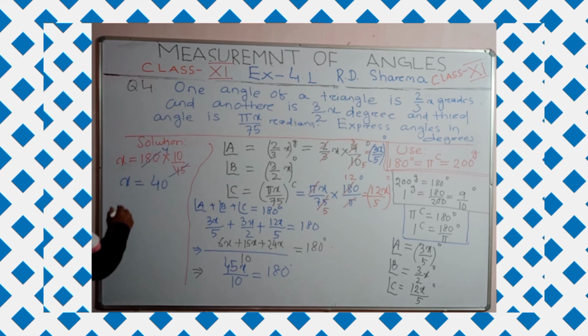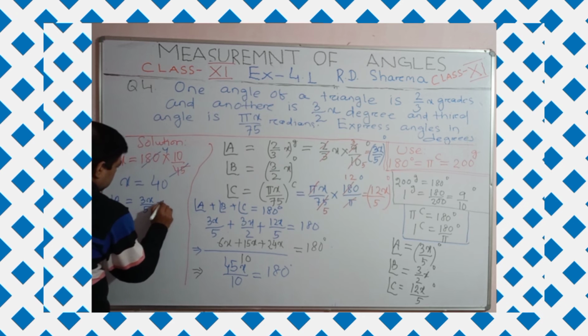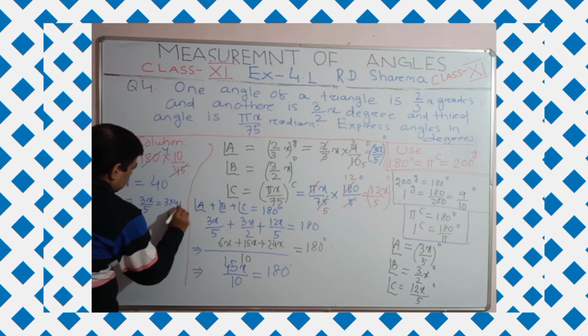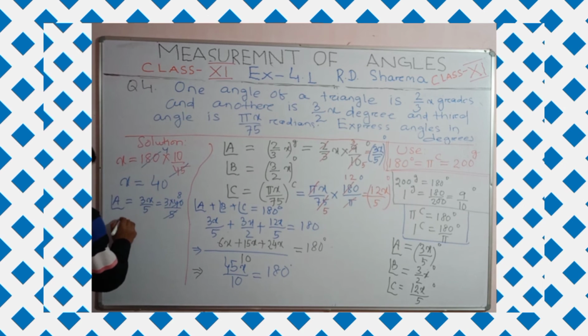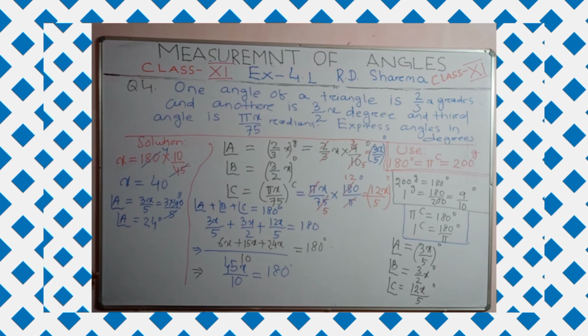So now we can easily find the three angles. Angle A. What is angle A? 3x upon 5, which is 3 into 40 upon 5. 5 eights are 40, and 8 times 3 is 24. Hence angle A is equal to 24 degree.